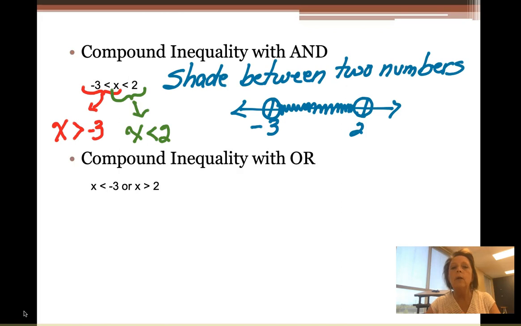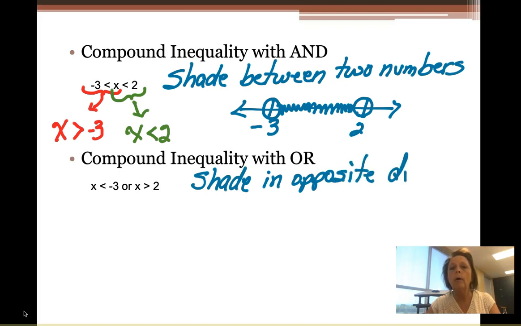Now, compound inequalities with or will always have the word or in them. So I've got an example here, x is less than -3 or x is greater than 2. And anytime you have a compound inequality with or, when you graph it, what you end up with is two endpoints and they're shaded in opposite directions.